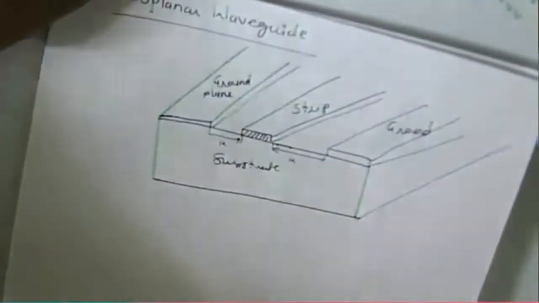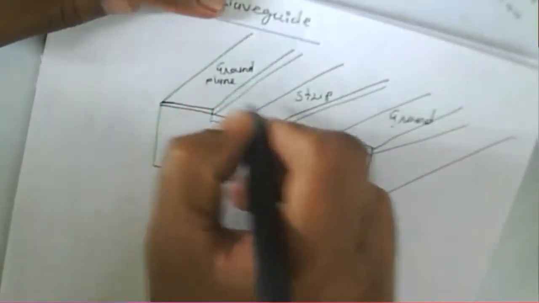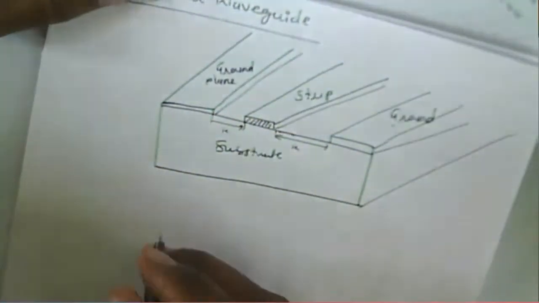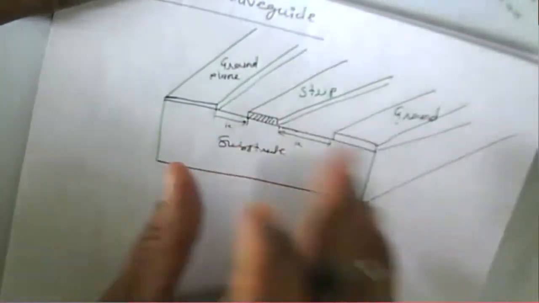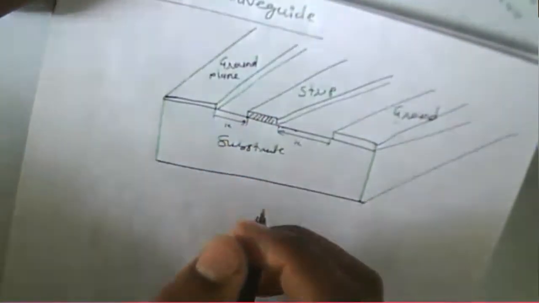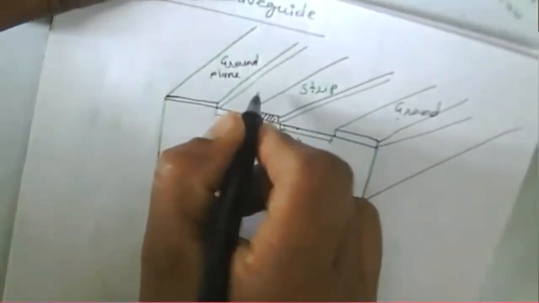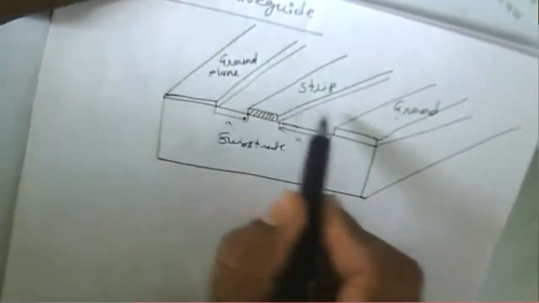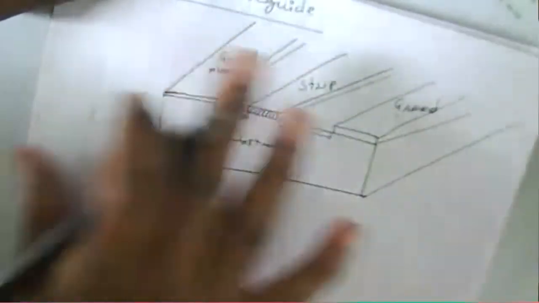And then in between this particular metallic strip and this particular ground plate, this one is a substrate here. So we can consider that this particular portion is the substrate portion between this ground plane and this strip. All this ground plane and whatever strip we have are all present in a single plane.